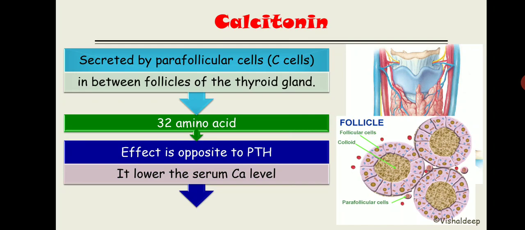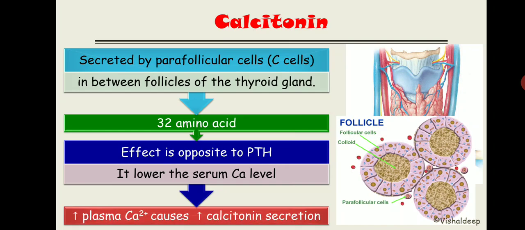So whenever there is increased plasma calcium, there is increased calcitonin secretion. So plasma calcium and calcitonin are directly proportional. More calcium inside the circulation, more calcitonin is secreted. On the other hand, parathyroid hormone has an inverse relationship with the calcium. Whenever there is more calcium inside the circulation, less parathyroid hormone is secreted.